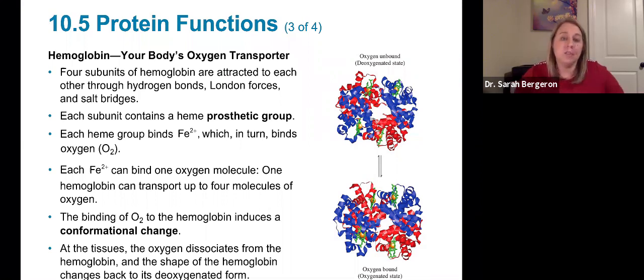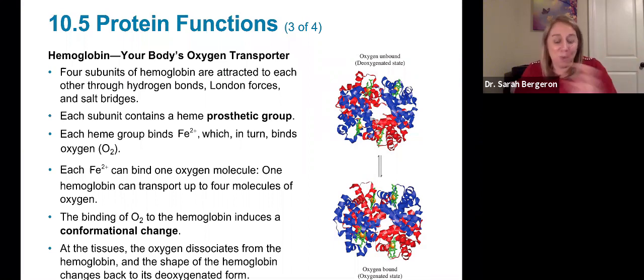Each of the subunits, each of the 4 peptides, contains what's called a prosthetic group. So it contains heme, which has iron, right? You know, iron will rust, right? Well, what is rust? It's iron binding to oxygen in the air. So what happens to iron if it's inside of hemoglobin? Well, it still wants to bind to oxygen. So the iron's going to bind to oxygen.